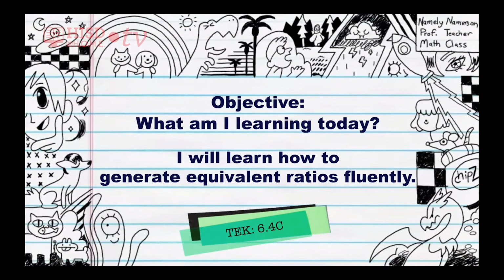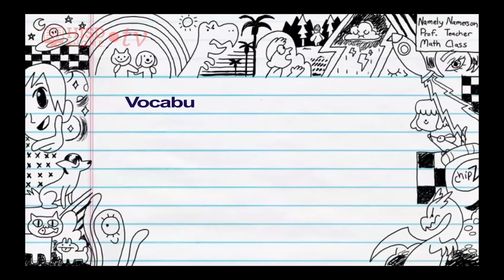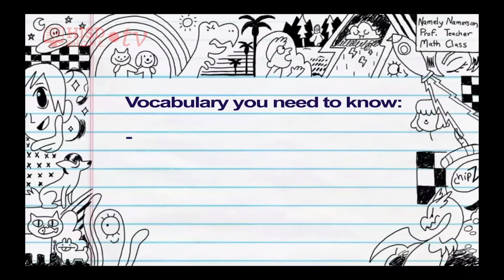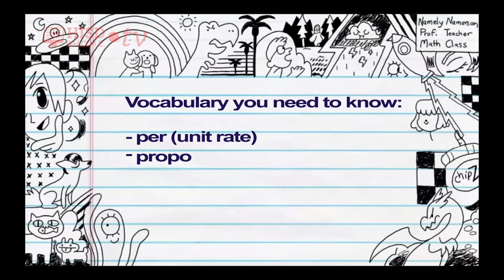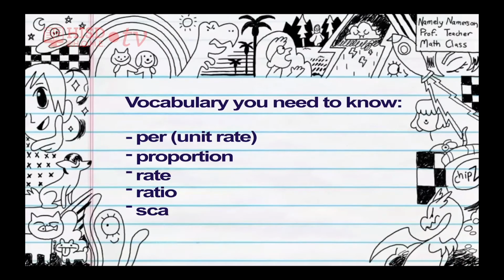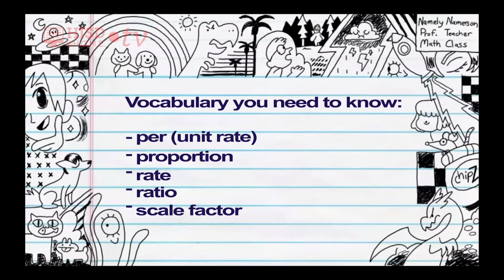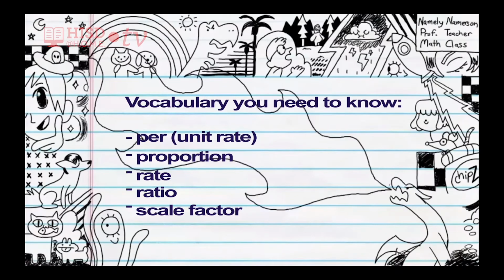The vocabulary that you need to know is per, proportion, rate, ratios, and scale factor. Again, that's per, proportion, rate, ratios, and scale factor. Okay?